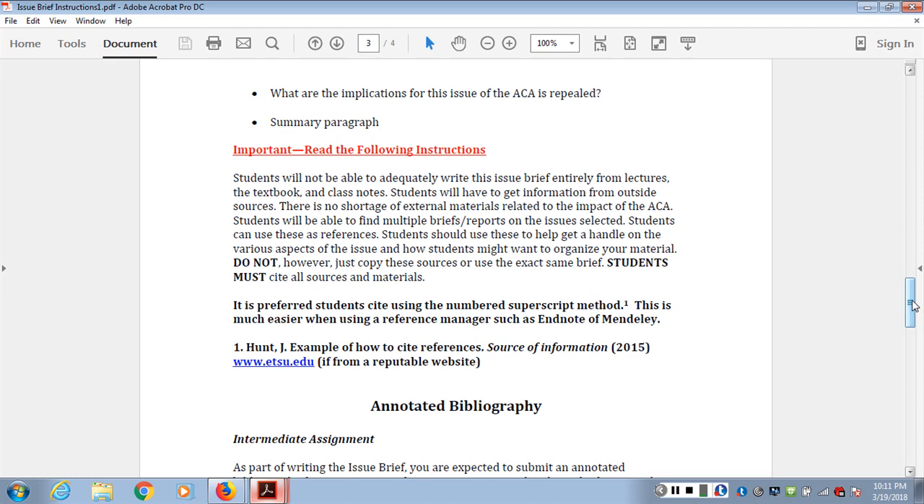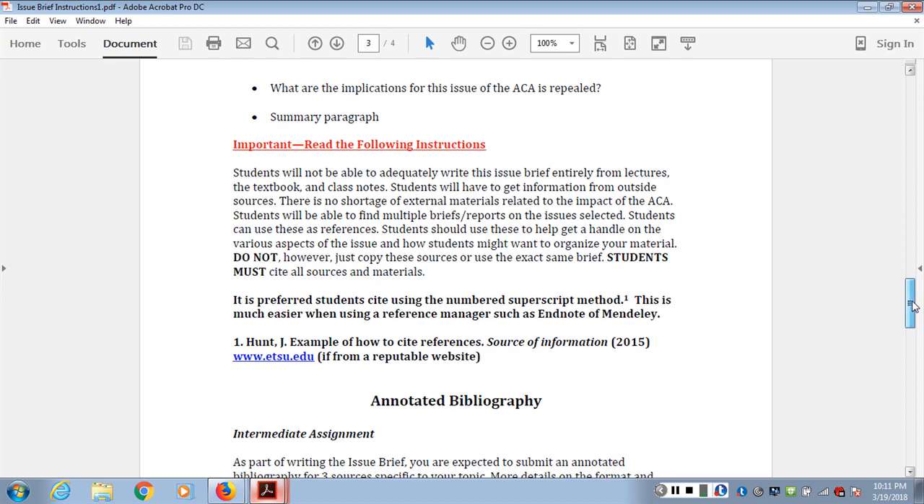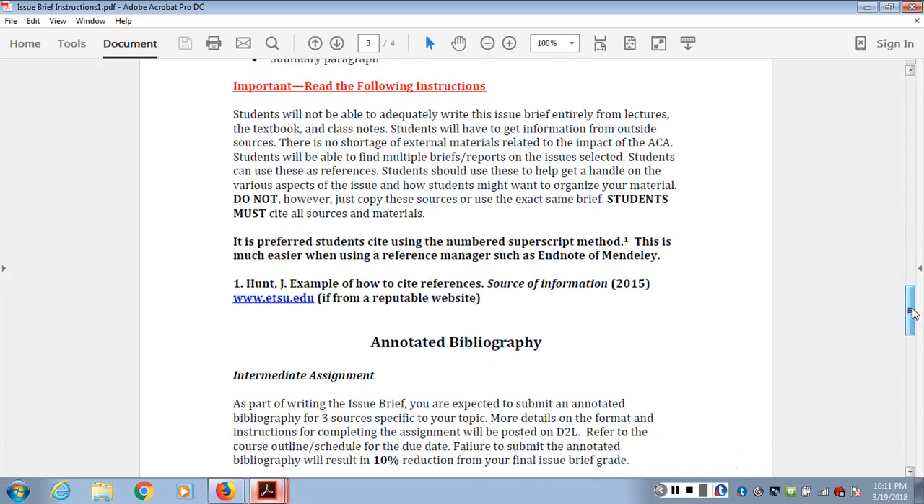And then sum it up with your summary paragraph, and your references should be listed there at the end.